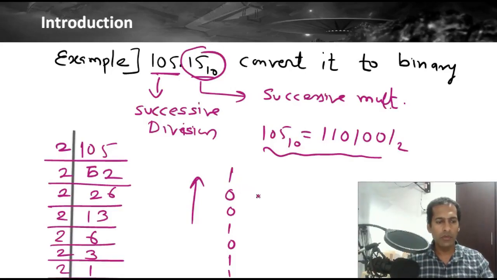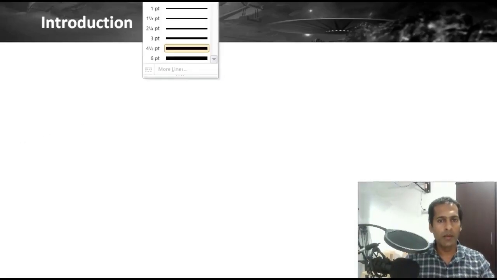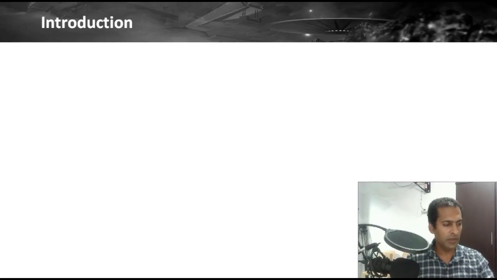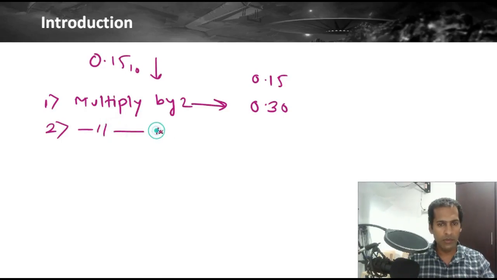Now, second, we have to solve the fraction part. For that we will use successive multiplication on the fraction number, 0.15 base 10. First step, multiply by 2. So first it was 0.15, then 0.30, then second, multiply this again by 2.